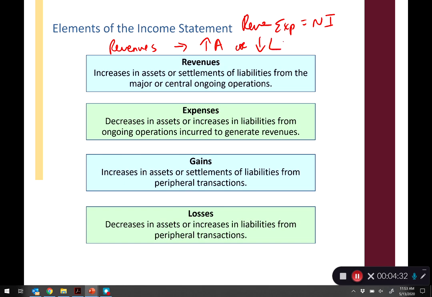Revenues do not equal assets, my friends. They do not, and that's what students get confused a lot on. They go, oh, I earn money, it's an asset. Well, the cash is the asset, but the revenue itself is not.